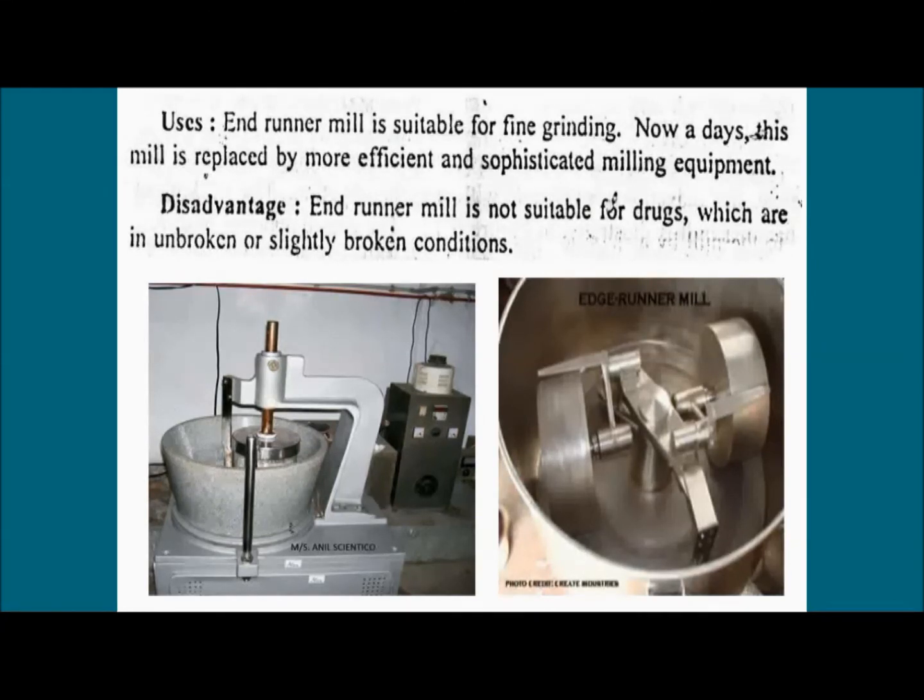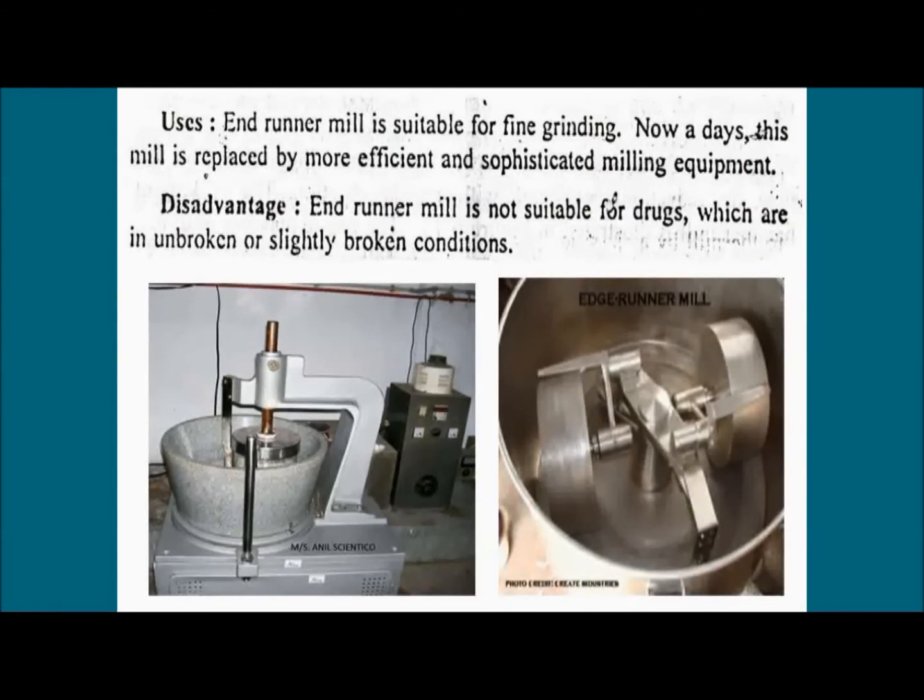So the use of the end runner mill: it is suitable for fine grinding. But nowadays this mill has been replaced by more efficient and sophisticated milling equipment. So this mill has now been replaced in pharmaceutical operation, but there are some disadvantages. The end runner mill is not suitable for grinding those types of drugs which are slightly broken or which are unbroken.